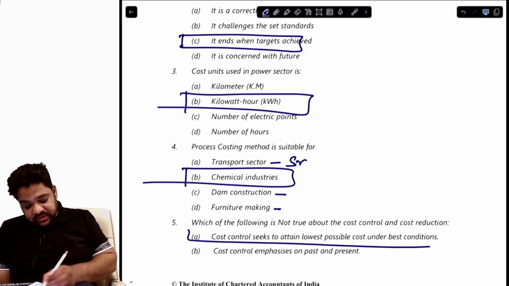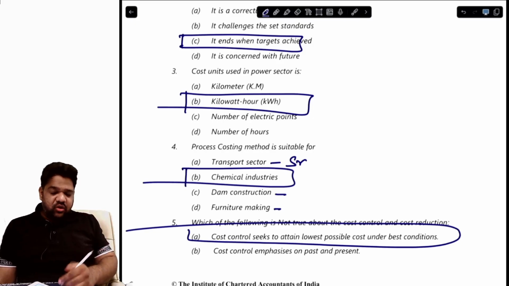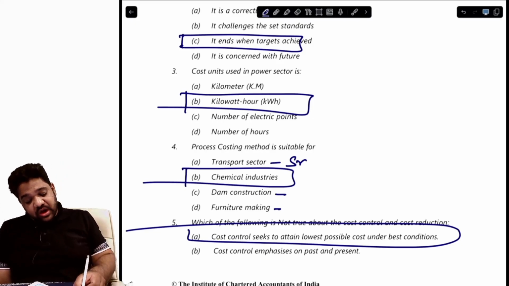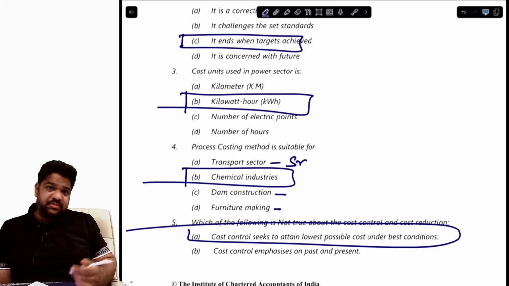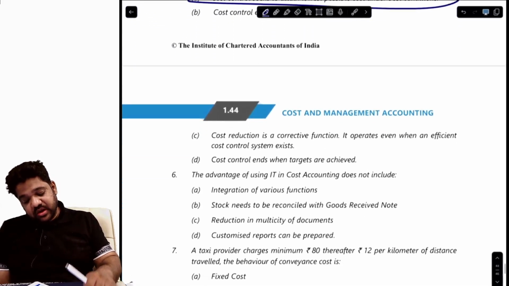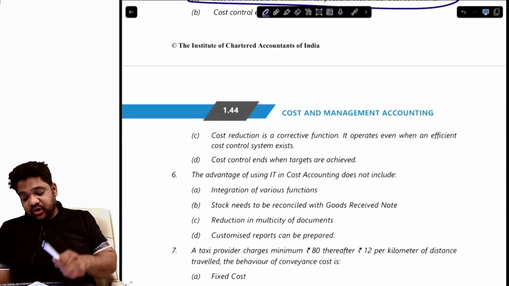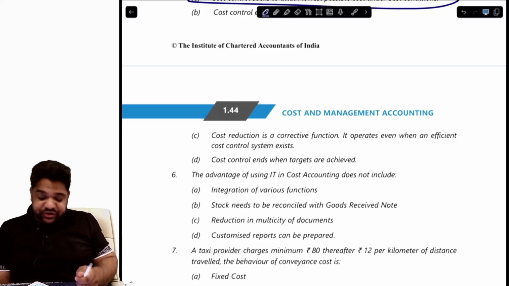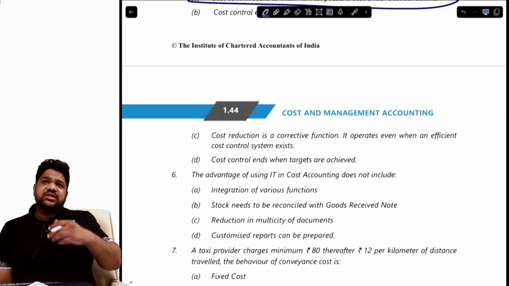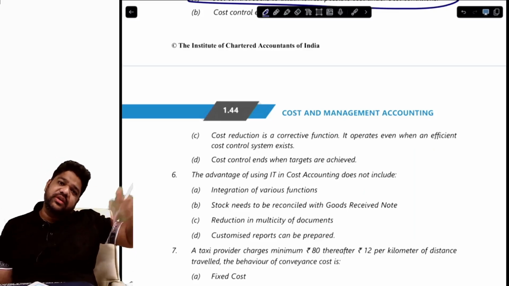So we've got our answer, but let's discuss the other alternatives. What they've given. Cost control emphasizes on past and present. We just saw that. Cost reduction is a corrective feature. Yes. And it operates even when an efficient cost control system exists. So because it's a continuous activity, it always goes on.